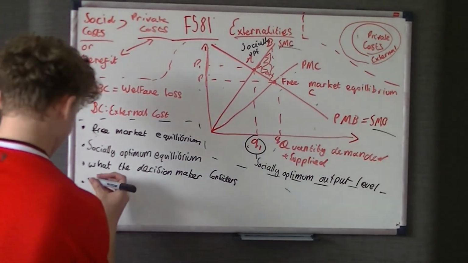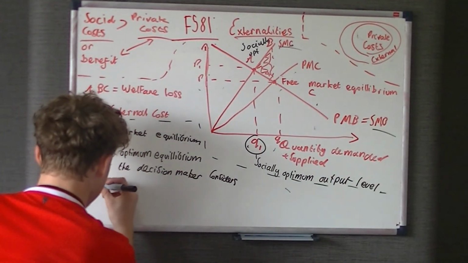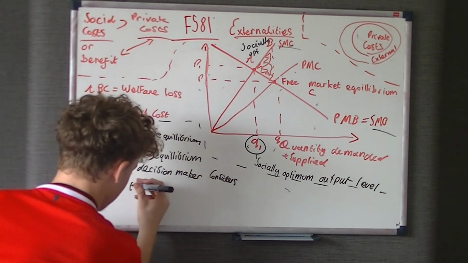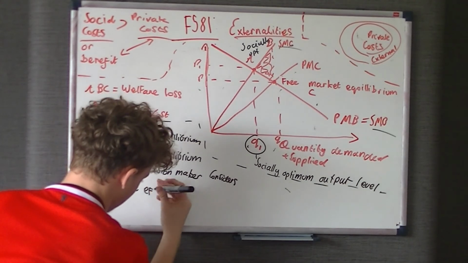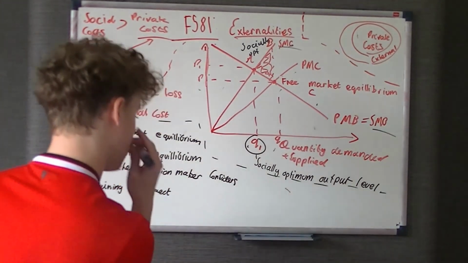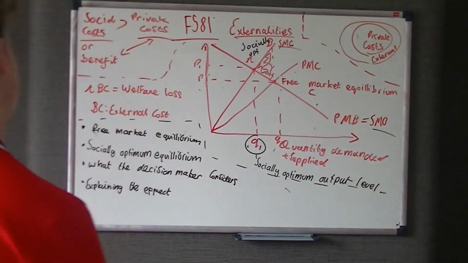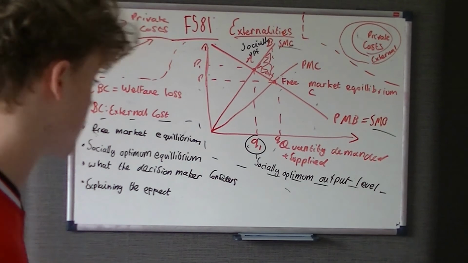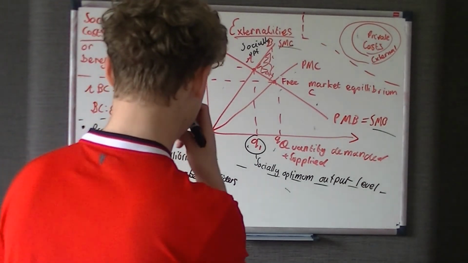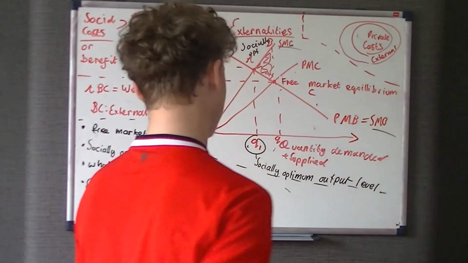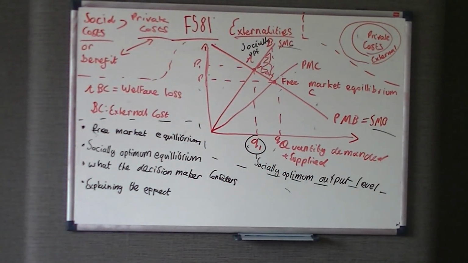And then your fourth paragraph is basically explaining the above, so explaining the effect of this. So if the decision maker doesn't consider these, what happens? You say subsequently, the decision maker prices too low at P. This results in too high a level of demand at Q.